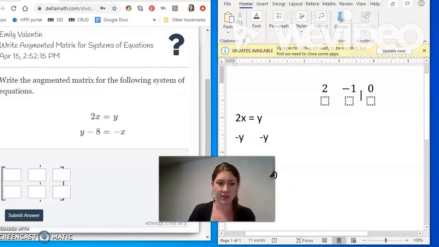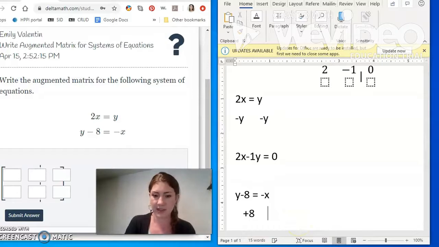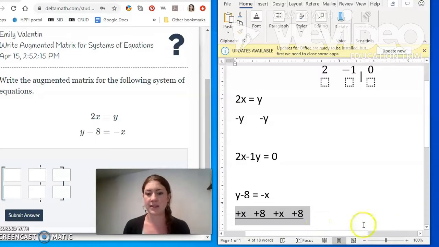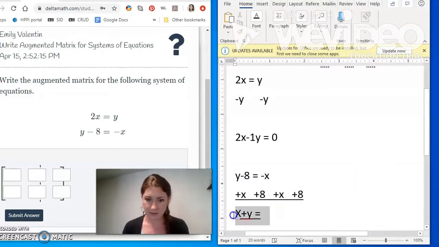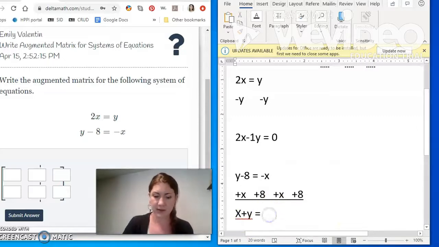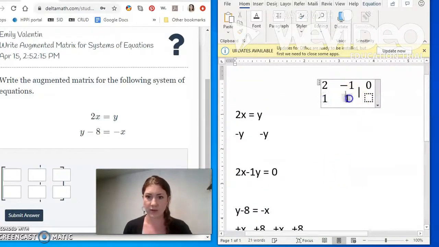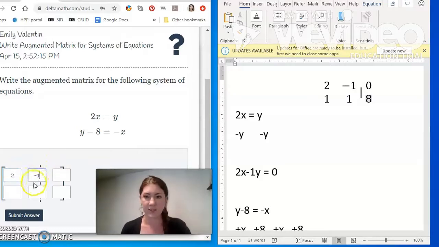Okay, then the second equation, we have y minus 8 equals negative x. There are 2 things that I need to do here. I need to get that negative 8 over to the right side, so I'm going to put plus 8 on both sides. Then I also want to get rid of this negative x, move that to the left, so I'm going to put plus x on both sides. Okay, and when I do all of that, the 8's cancel over here. I just have x plus y, and then over here we added 8, so we have 8 equals 8. So of course, again, this is 1x and 1y, so I'm going to come and put 1 and 1, and 8 for the constant. And let's put that in, make sure Delta Math agrees.